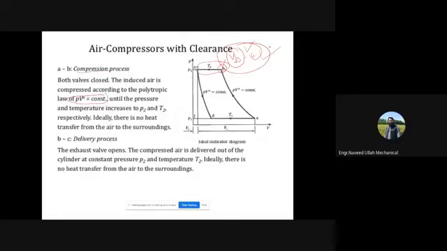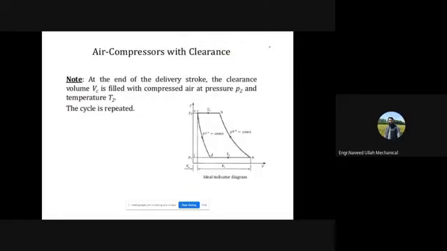Now I think next they have discussed the air compressor with clearance. They are saying that at the end of the delivery stroke, the clearance volume VC is filled with compressed air at pressure P2 and temperature T2. The cycle is repeated, right? So expansion takes place, and then induction takes place, and the induction volume will be your VA minus VD. Then compression takes place, polytropic compression. This is also polytropic expansion, polytropic compression, induction, and this will be the delivery, and it repeats itself.